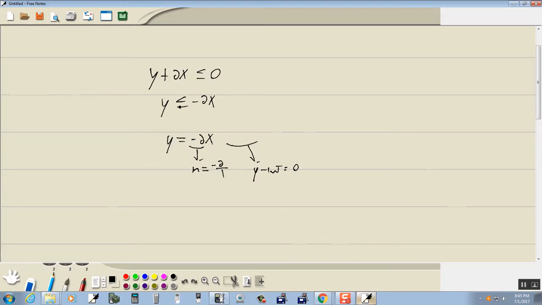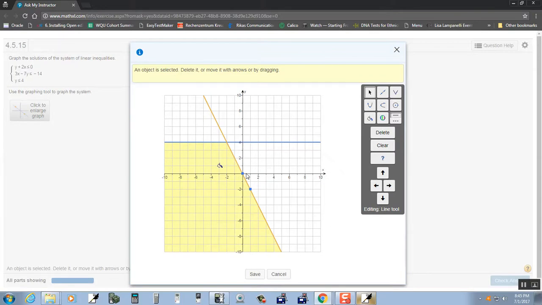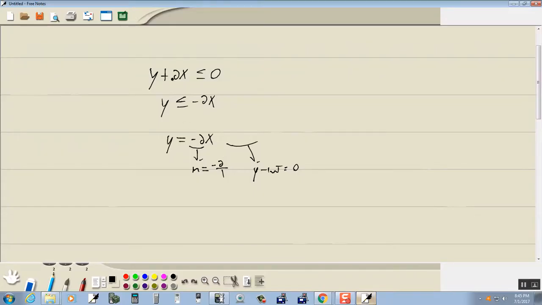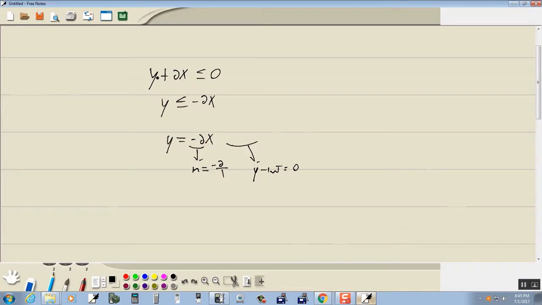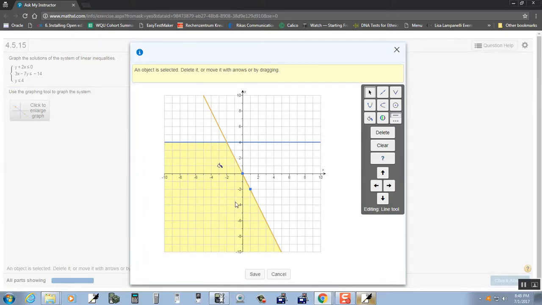Now, less than or equal to. Well, if I were to plug in a test case, like this point over here, 4, 0. If I put 4 in for x and 0 here, 0 plus 2 times 4 is 8. 8 is not less than or equal to 0, so that would not be shaded. If I plug in a test case over here, like negative 5, 0. Put negative 5 here and 0 here. 0 minus 10 is less than or equal to 0. So this is still our shaded region. It satisfies both of those.